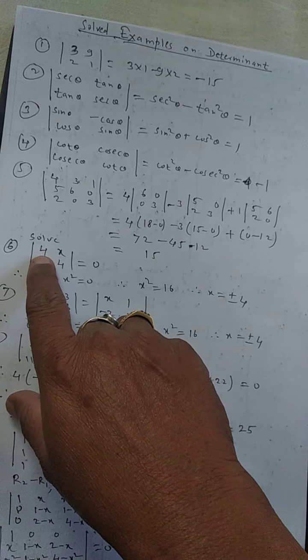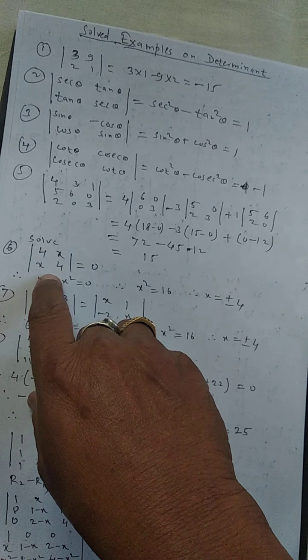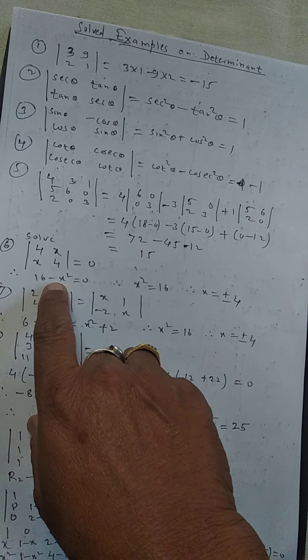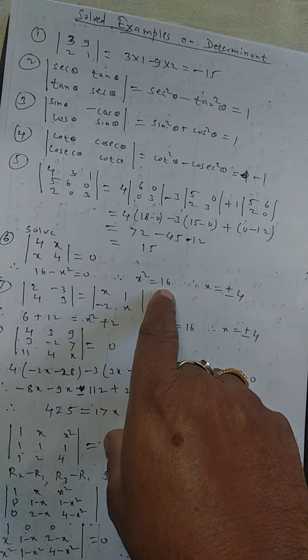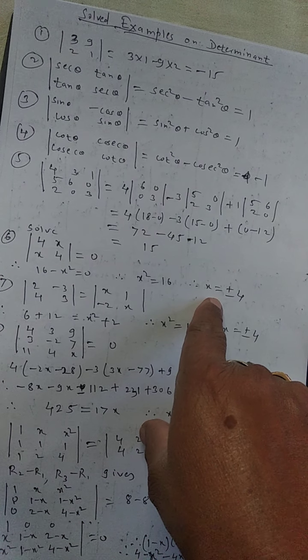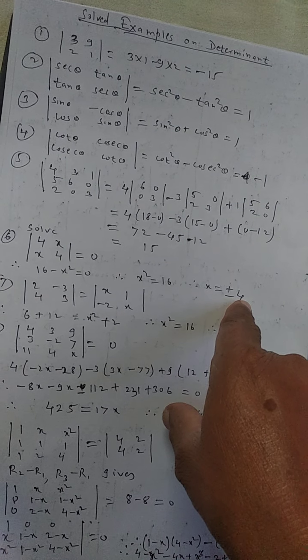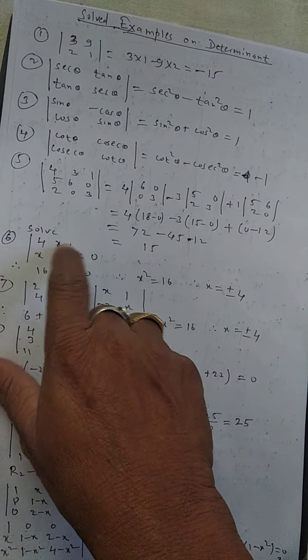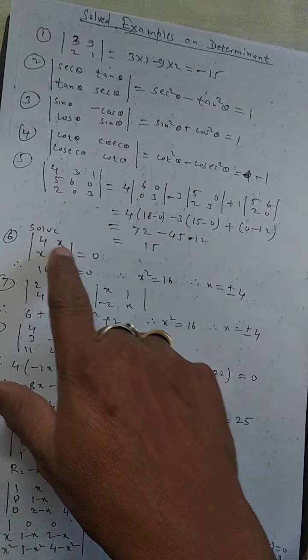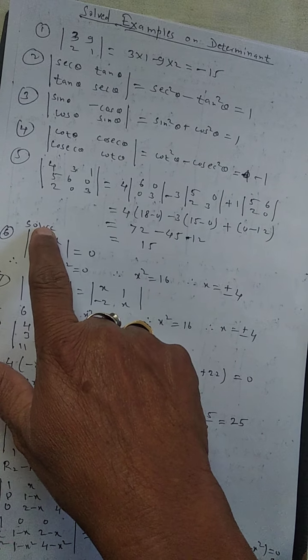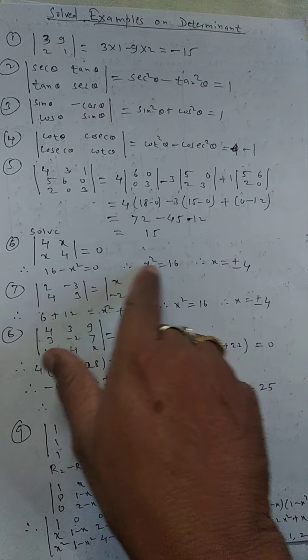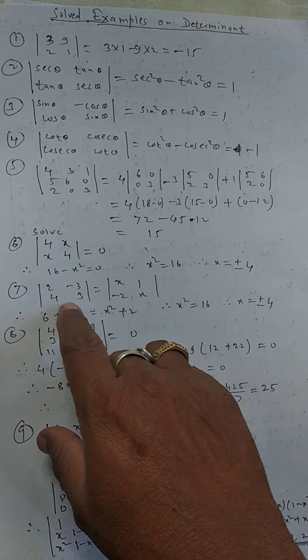Some of the examples are like this also. Solve the determinant 4 x, x 4 equal to 0, that is 16 minus x square is equal to 0. Therefore x square is equal to 16, x is equal to plus minus 4. The nature of the question is solve or find the value of x. So this one is plus minus 4.